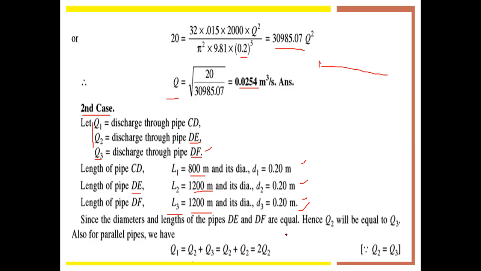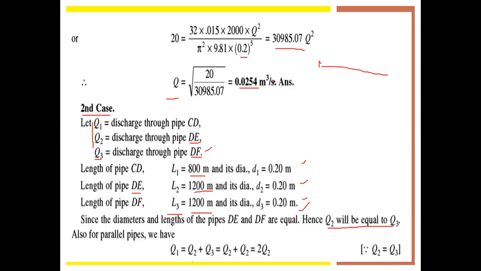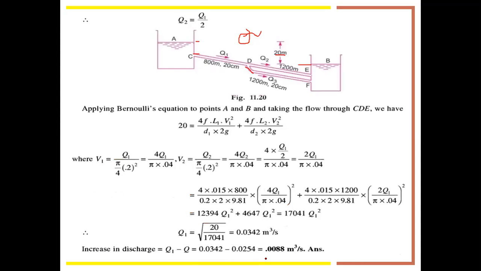Then what's the length of the pipe DF? L3 is equal to 1200 meters, and D3 is equal to 0.2 meters. Since the diameters and the lengths of the pipes DE and DF are equal, therefore Q2 is equal to Q3. And logically Q2 will be equal to Q3. Therefore, the general formula: Q is equal to Q1 plus Q2 plus Q3, but here Q1 is equal to Q2 plus Q3. We know that Q2 is equal to Q3. Therefore, Q1 is equal to Q2 plus Q2, double, because the diameters are the same. Therefore Q1 is equal to 2Q2, so Q2 is equal to Q1 by 2.